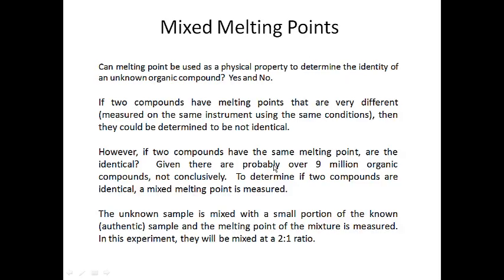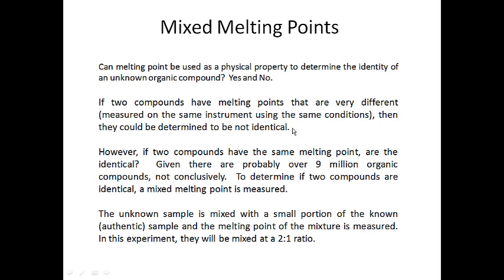Now, what we're going to do in this experiment is you're going to be given a solid unknown and a list of possibilities for that, and you're going to identify the unknown based on melting point. Now, can melting point be used as a physical property to determine the identity of the unknown compound? Yes and no. If you had two compounds that have very different melting points, and the caveat here is they're measured in the same instrument using the same conditions, then you can assume they're not identical.